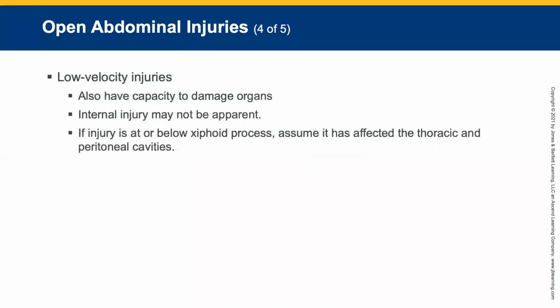The higher the velocity of the projectile, the larger the cavity is produced. Some low velocity penetrations have the capability of damaging underlying organs. Some internal organs may not be apparent, obviously, because we can't see them, or just because of where they're injured at. At any time that a patient has an injury at or below the xiphoid process, this should be assumed that the thoracic and the peritoneal cavities have been violated.